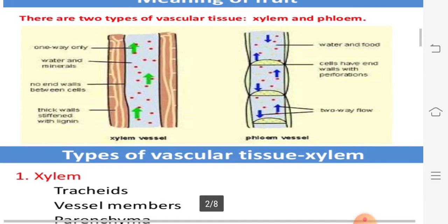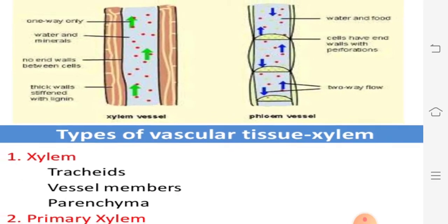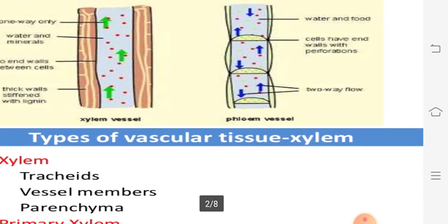Water and minerals are transported from the root tip to the shoot tip. Generally the end walls are not seen in some cells, and the thick walls are shown specifically. Then the water and the food storage is the character of the phloem region, and therefore we observe a two-way flow, upward and downward. The cells have end walls with perforations and two-way flow, right?